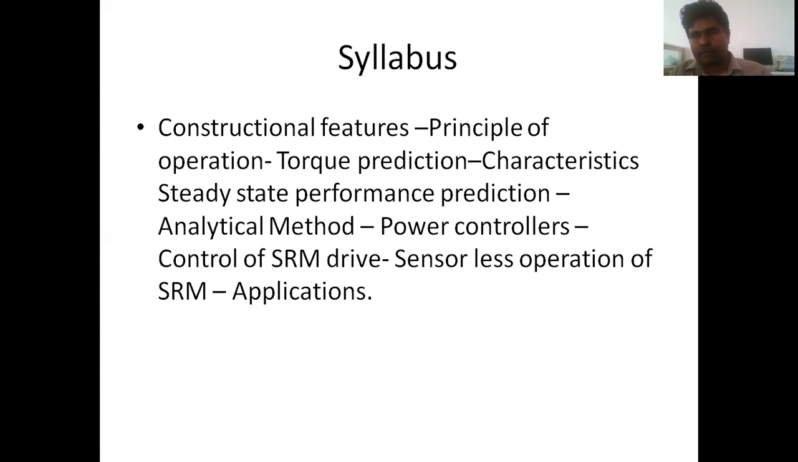Here the characteristics we are discussing are the speed and torque relationship. Then, what power controller methods are available using power semiconductor switching devices. Then control of the SRM drive. That means if you are using a sensor, closed loop control and open loop control are there. Both types we are discussing under the topic of control of SRM drive.